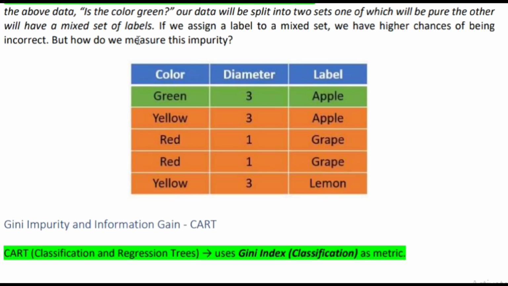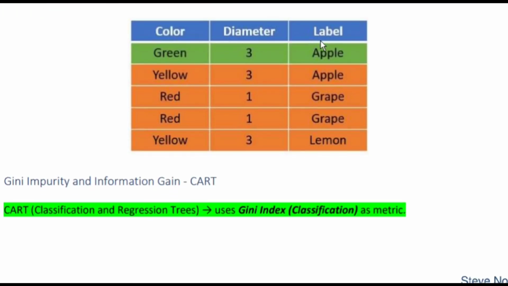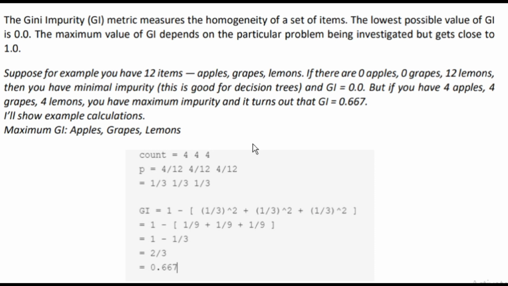Then Gini impurity and information gain come into the picture. CART, classification and regression trees, uses the Gini index as its classification metric. The Gini impurity metric measures the homogeneity of a set of items. The lowest possible value of GI is 0.0. The maximum value of GI depends on the particular problem being investigated but gets close to 1.